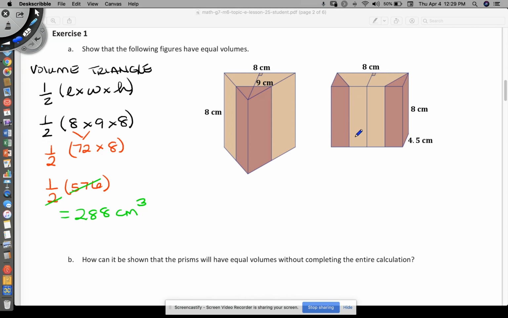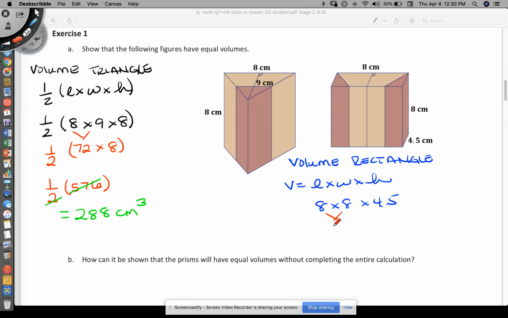All right, now let's come over here. What if we just had this rectangle? So let's say volume of a rectangle. And as we all know, volume of a rectangle is just length times width times height. So for this one, we're going to do 8 times 8 times 4.5. All right. Now, if we multiply that all together, 8 times 8 gives me 64. 64 times 4.5 gives me 288 centimeters cubed. So as you can see, we get the same volume.